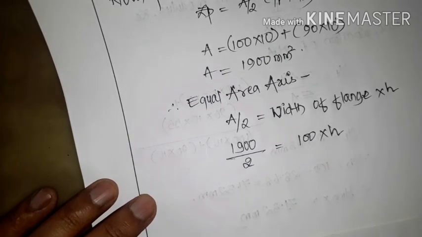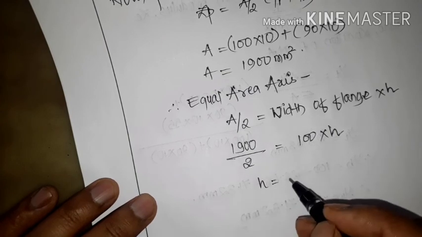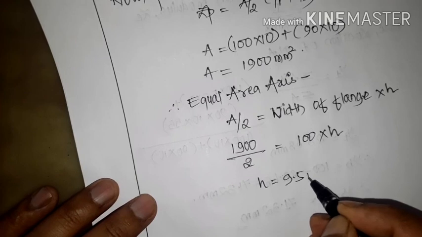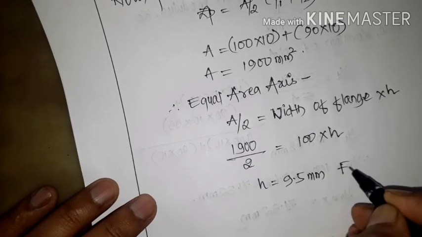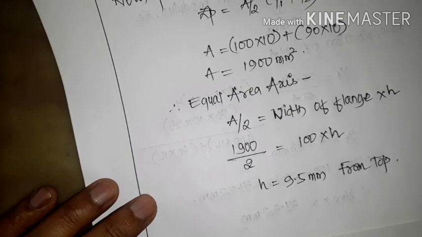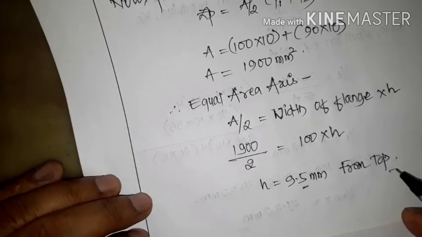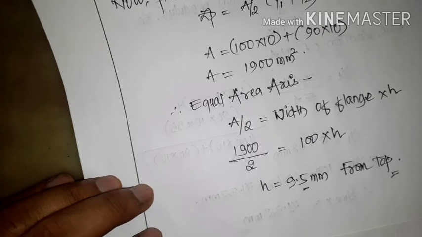Width of flange is 100 into h. So we'll get h is equal to 9.5 mm from top. So we have located the location of equal area axis. So that is 9.5 mm from the top of the flange. Okay. So we'll have a sketch for that now.